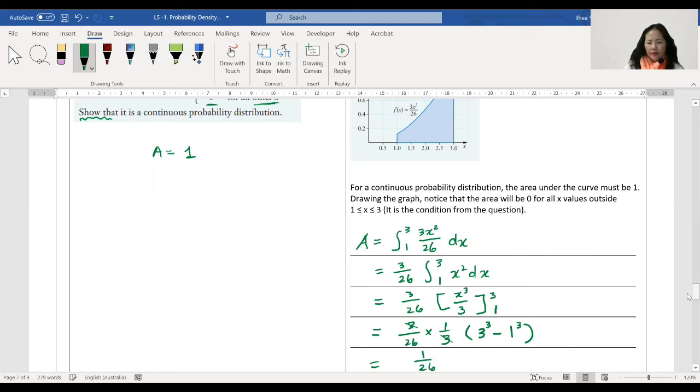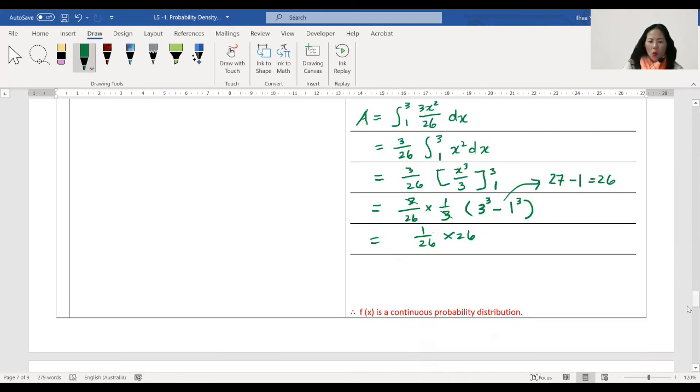And here, 3 cubed is 27 minus 1 is 26. Beautiful. So the answer is obviously 1. And therefore, we can say that f of x is a continuous probability distribution.